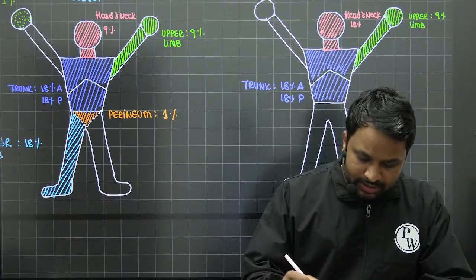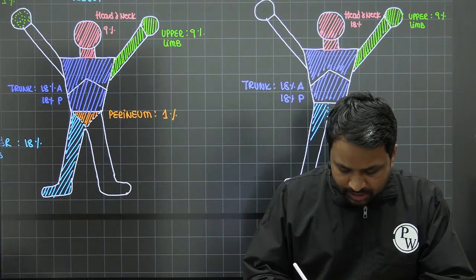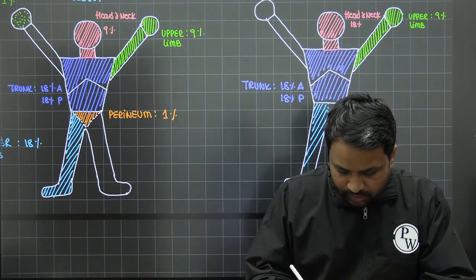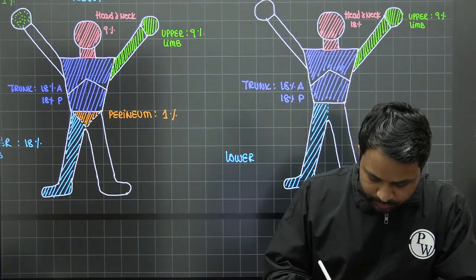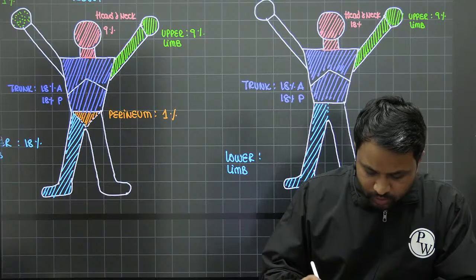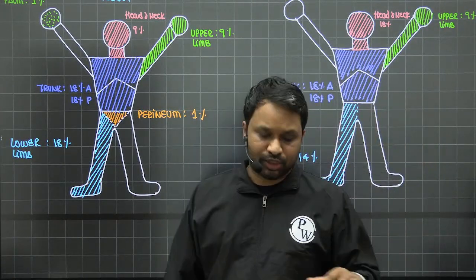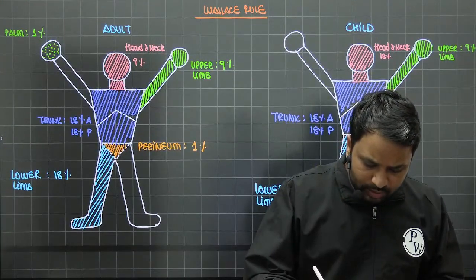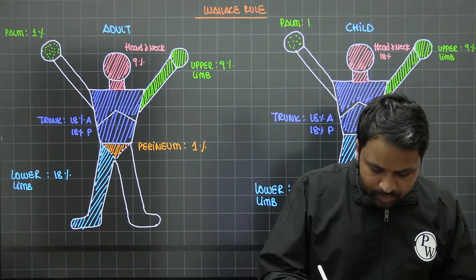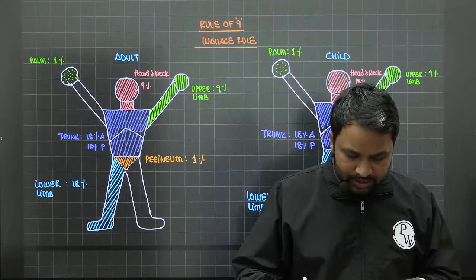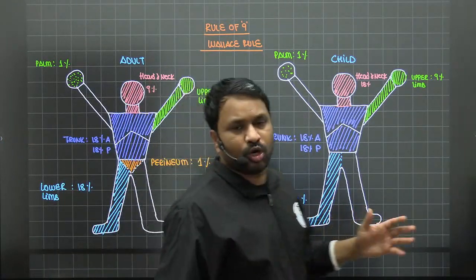In a child, we do not consider the perineum. The lower limb, from the anterior superior iliac spine all the way to the toes, is going to account for 14% each. The palm here also in a child is going to account for 1% of the total body surface area burnt. And this is what we call the Wallace rule, also called the rule of 9.